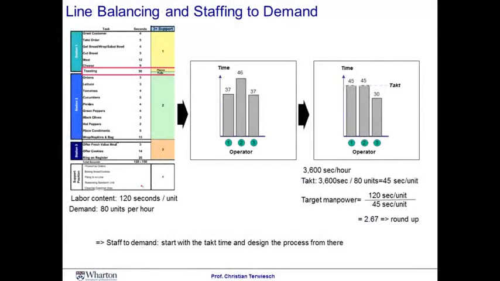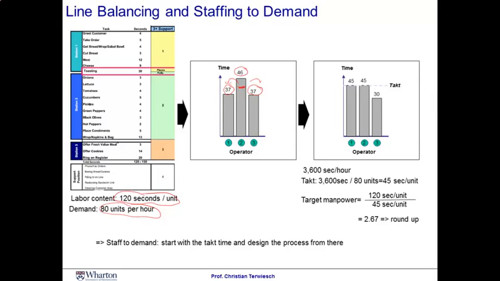Let us revisit the Subway example. Earlier on, we computed that the labor content at the Subway line was 120 seconds per customer. Now assume that we have 80 customers arrive every hour. Previously, we had determined that the processing times for the three operators were 37 seconds per customer at station 1, 46 seconds and 37 seconds at station 2 and 3 respectively. The idea of line balancing is to divide up the work evenly. So we want to take some of the work from worker 2 and spread it to worker 1 and 3.